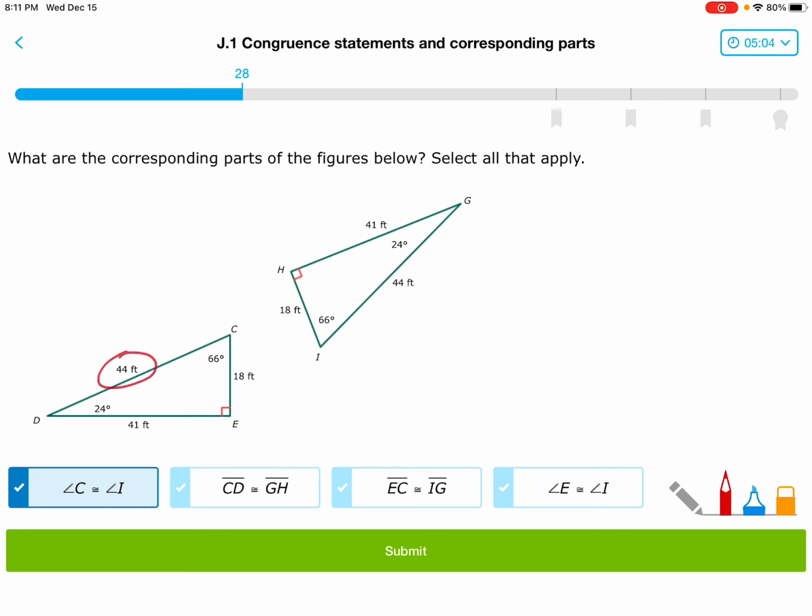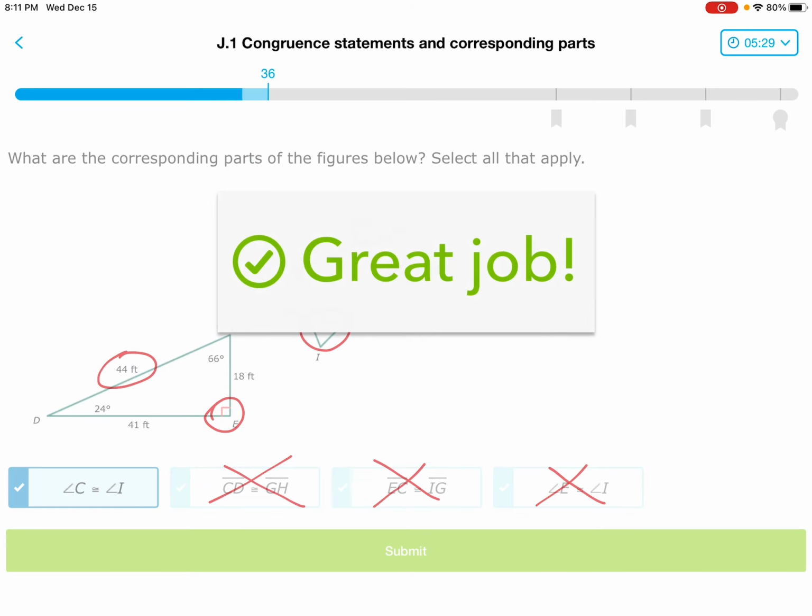CD is 44 feet. GH is 41 feet. Sorry, not an option. And I'll just continue going through every single other pair. EC and IG, they're different. EC is very short. GI is very long. Angle E and angle I? No, angle E is 90 degrees. Angle I is not. And so you'll find some select all that apply questions where only one of them's right.